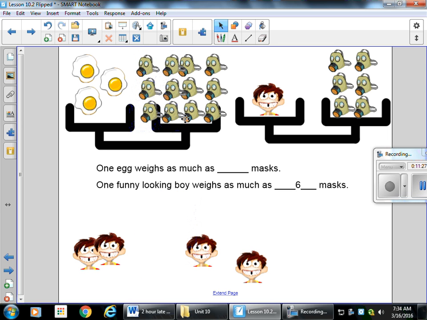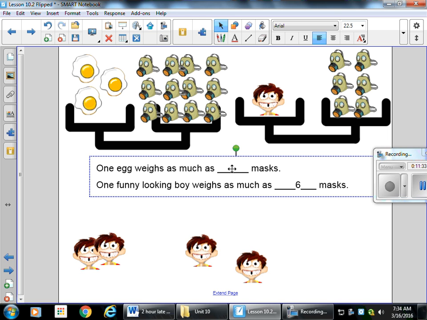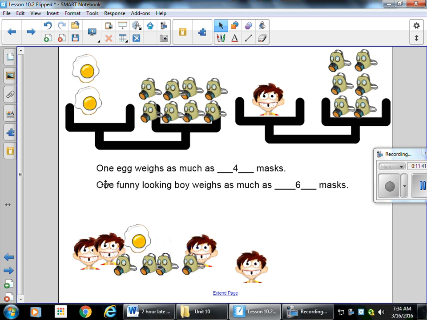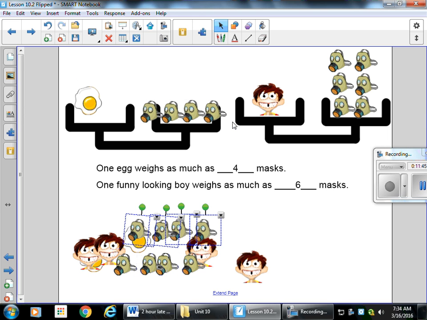So that means I have 12 mass, 3 eggs. 12 divided by 3 gives me 1 egg weighs 4. Does that make sense? If I get rid of an egg, I have to get rid of 4 mass. If I get rid of an egg, in order to keep it balanced, I have to get rid of 4 mass. 1 egg weighs 4 mass.